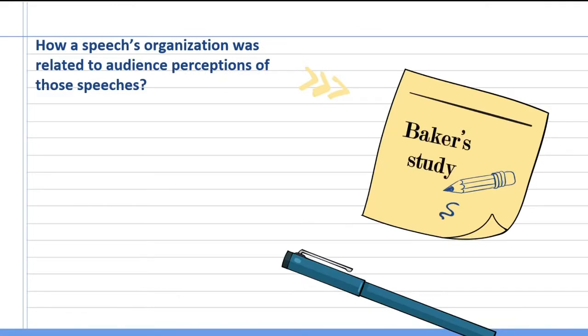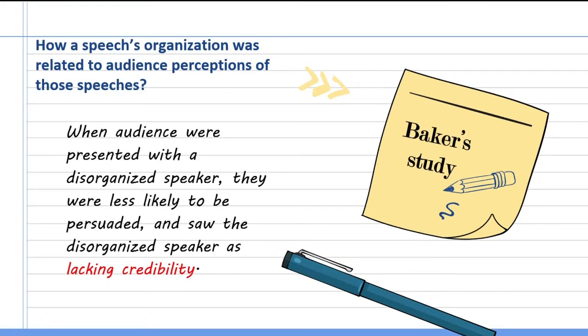Next is from Baker's study. When audiences were presented with a disorganized speaker, the audience were less likely to be persuaded and they saw the speaker as lacking credibility. So the audience were less persuaded and thought the speaker lacked credibility. Make sure as a speaker you have an organized speech, because the audience will be persuaded and convinced by a speaker, and they will think that all the evidence is credible or valid.